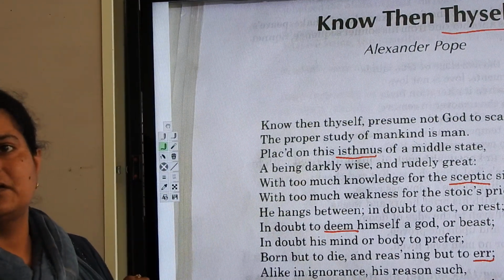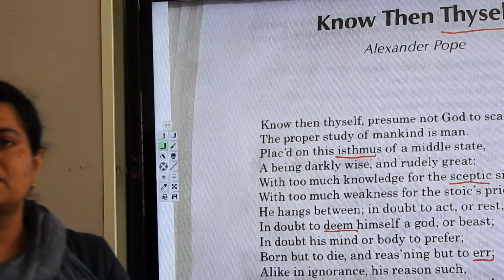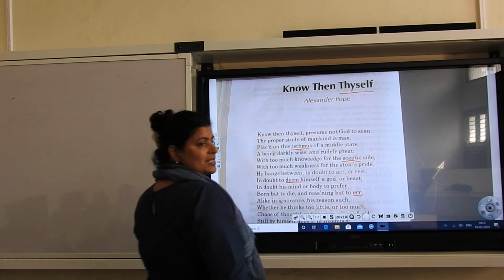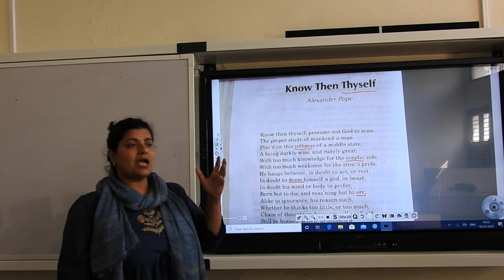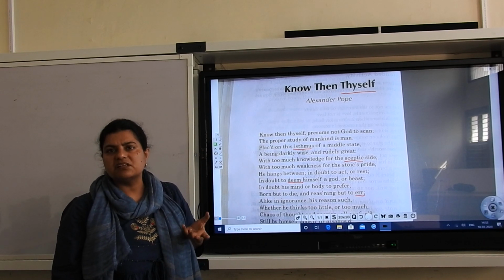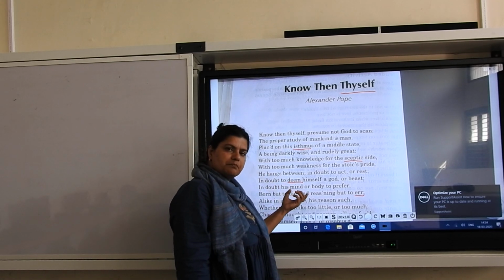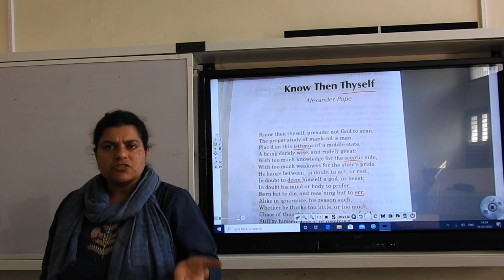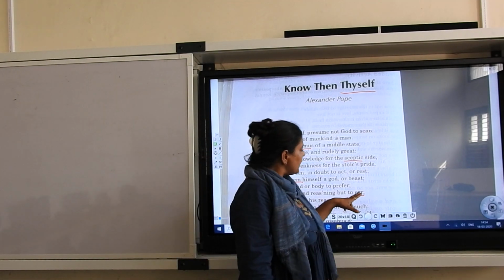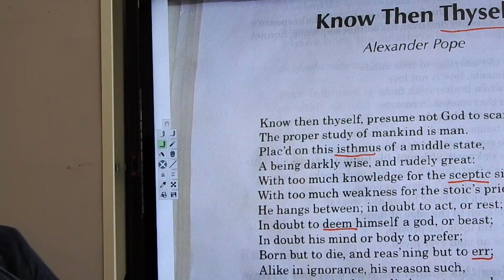It is relevant. Another word, skeptic. Skeptic: doubtful, not sure. That's the case in humans. We are not sure. Sometimes we aspire to be divine, and sometimes we feel like a beast, an animal. The animal instinct is dominant at times. Deem: equivalent to, treat as, similar, or see. Err, it is the old form of error. And yes, as I pointed out, an old form.